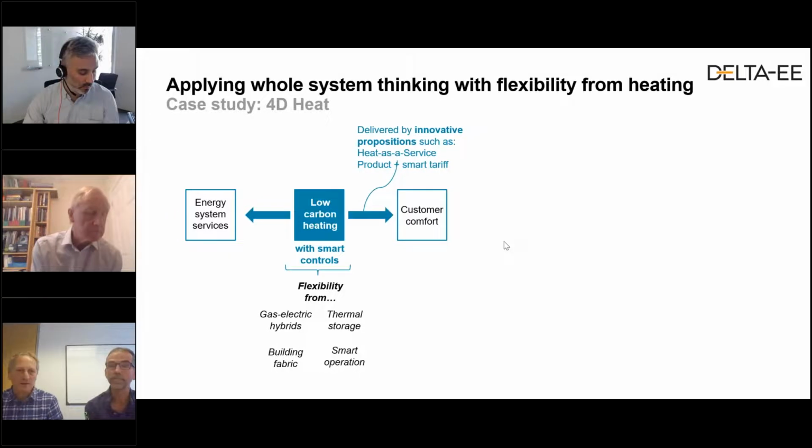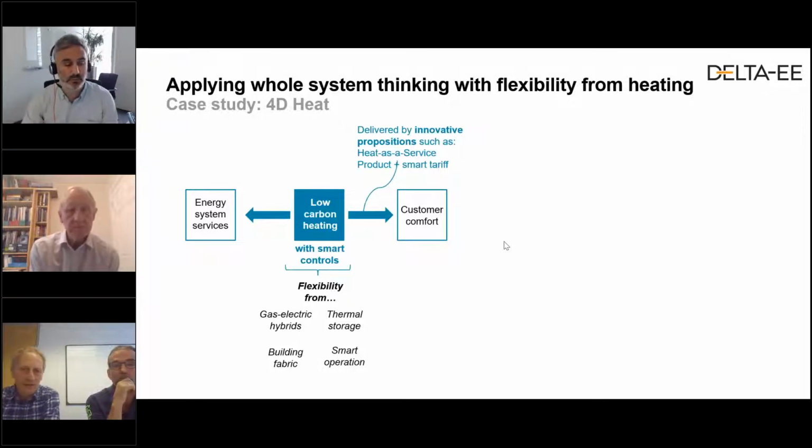Thanks, Andy. So building on the slide I talked to earlier, low carbon heating is there primarily to provide customer comfort, but can also provide energy system services. That low carbon heating, with the appropriate controls, can come in many different forms, as shown on the bottom there.